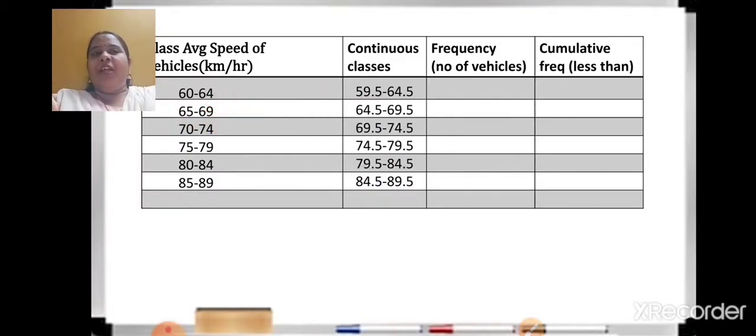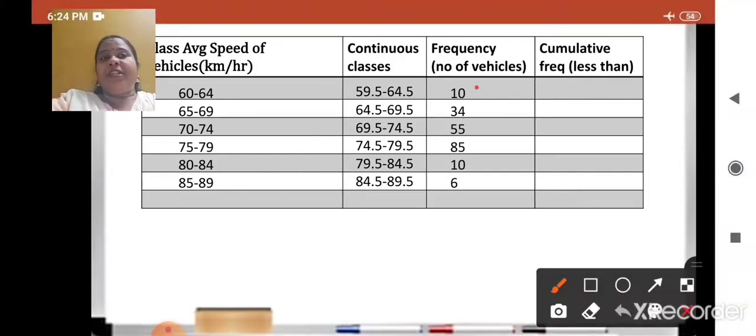Same way the next one. All the values you can make continuous like this by subtracting 0.5 from the lower limit and adding 0.5 to the upper limit. Okay, right. Then comes frequency, that is given in the question. Then cumulative frequency. I have explained this in detail in the previous session also.